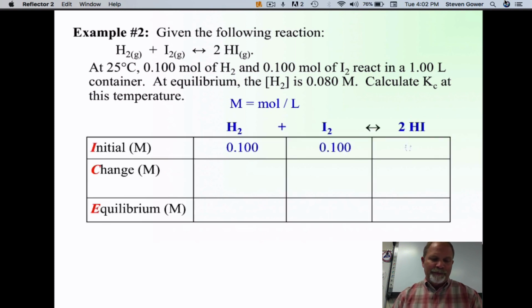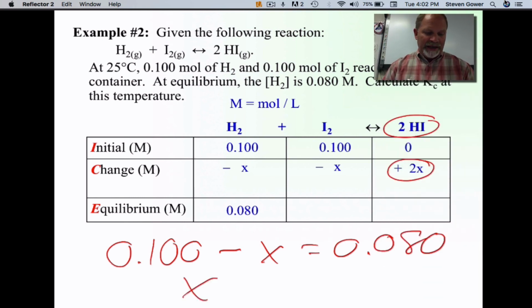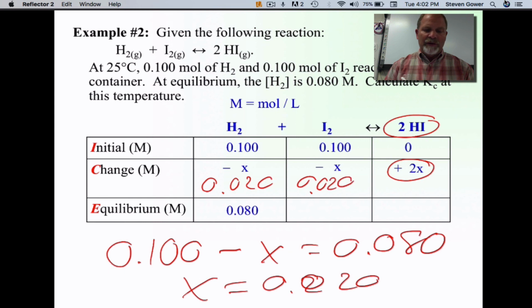And then we run through ICE. Again, initially I have my reactants and no product; my reactants decrease and products increase. But I have a 2 here, so it increases by 2x. I also didn't know the equilibrium value here, so I go 0.100 minus something equals 0.080. Therefore, I realize that x equals 0.020, and I plug that back in. 0.020, and I have 2 of them, so 0.040. And then I do simple math. So 0 plus 0.040 is that, and this one ends up being the same. So I get all my answers.